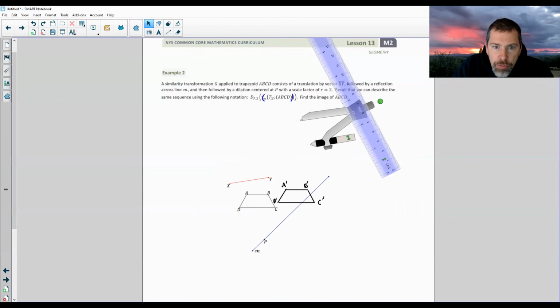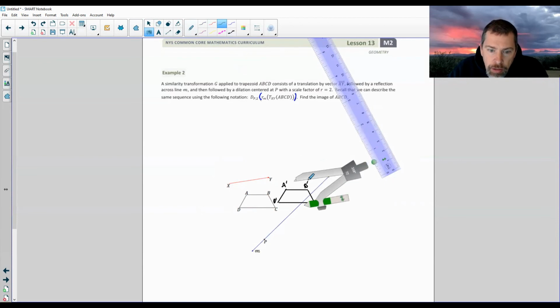So now I'm going to move this out here, and now we're going to reflect across M our translated image. And that's what this notation is telling us to do. Okay. So then I'm going to reflect everything across line M. All right. So we change colors. Put your compass at A prime. In order to reflect, we need bisectors. Not bisectors, but perpendicular segments.